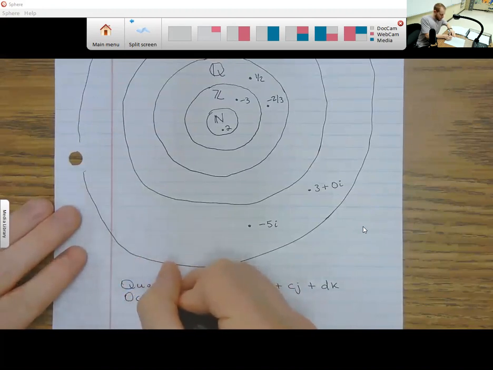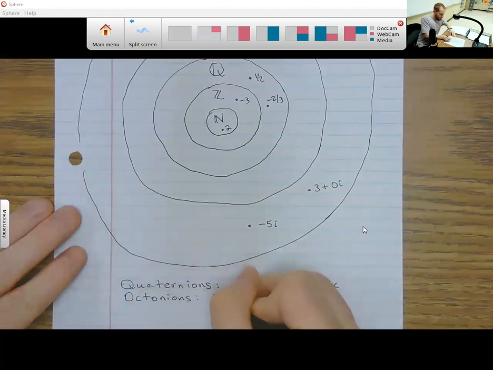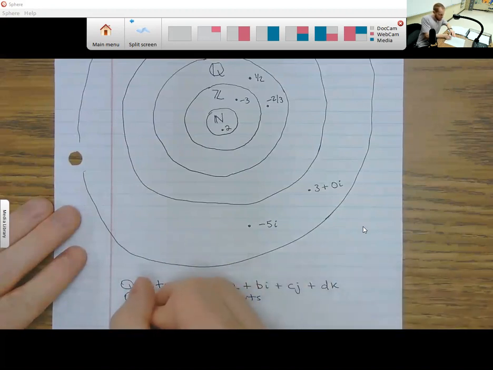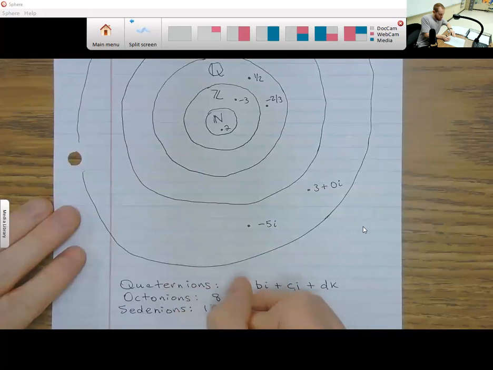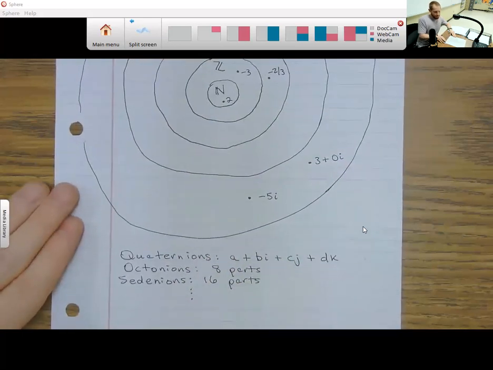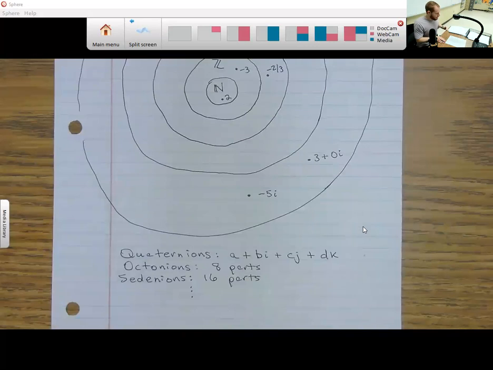And you even have bigger number sets that contain the quaternions. It's called the octonions. So these numbers have 8 parts. And you have even bigger number sets like the sedenions. I don't know how to say it. But these numbers have 16 parts, right? And there's actually an infinite number of number sets, okay? So that's something for you to think about.